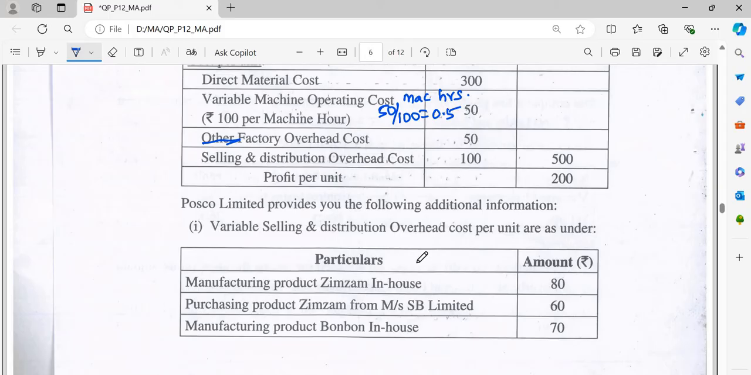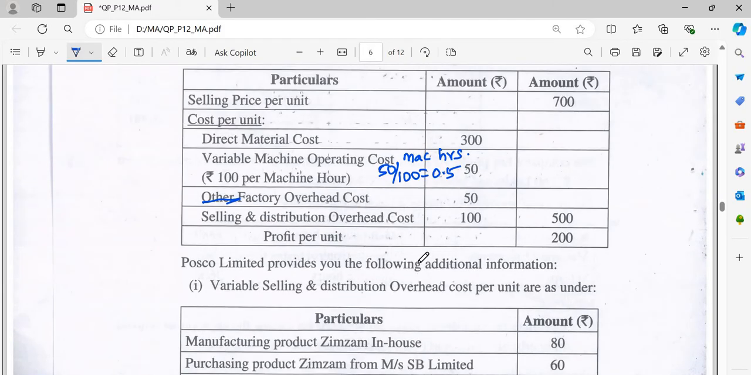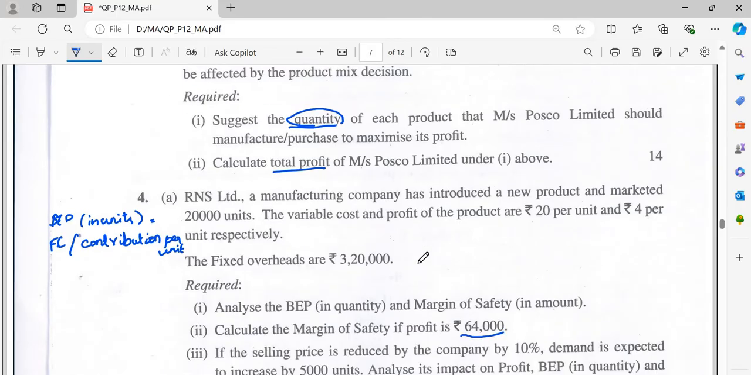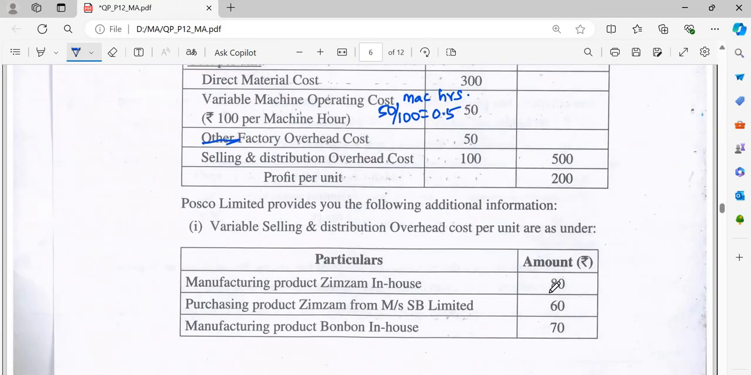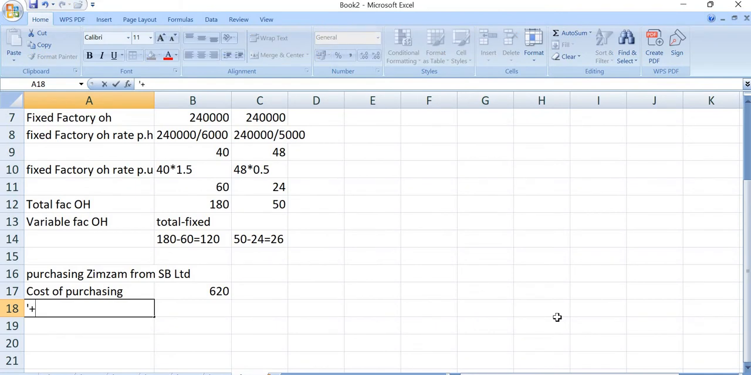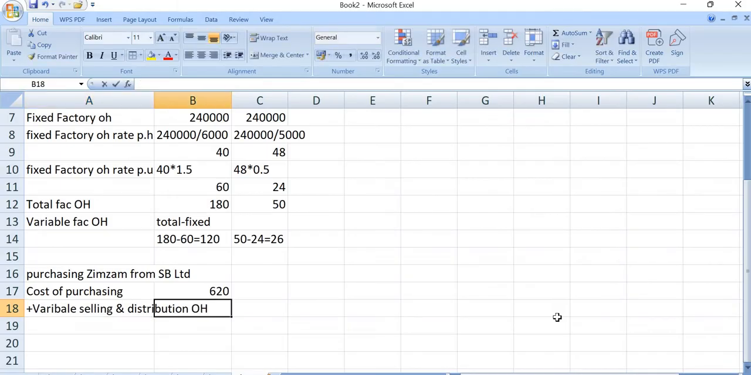and distribution overheads. Here how much am I incurring? Variable selling and distribution overheads are 80 rupees for in-house, and for purchasing I need to incur 60 rupees. So add variable selling and distribution overheads of 60 rupees. So I need to spend 680 rupees in total.